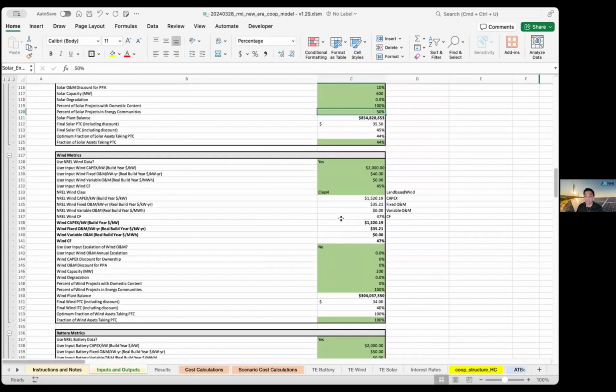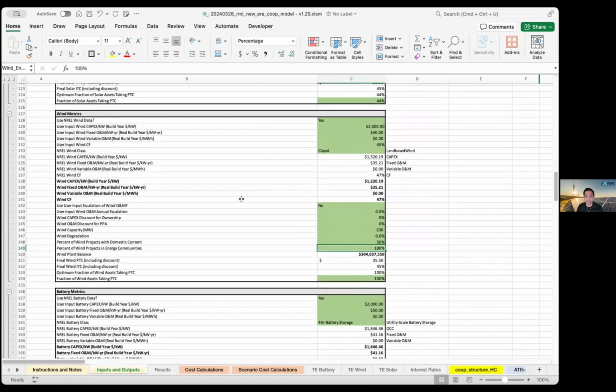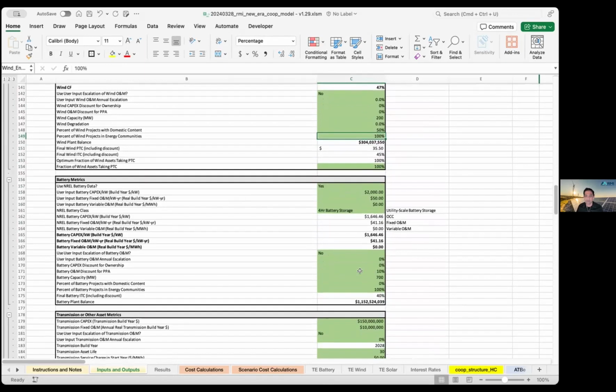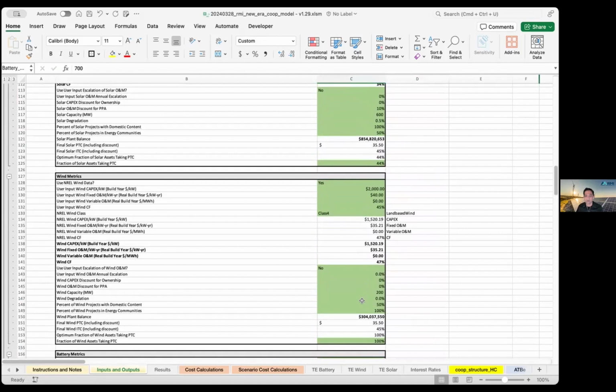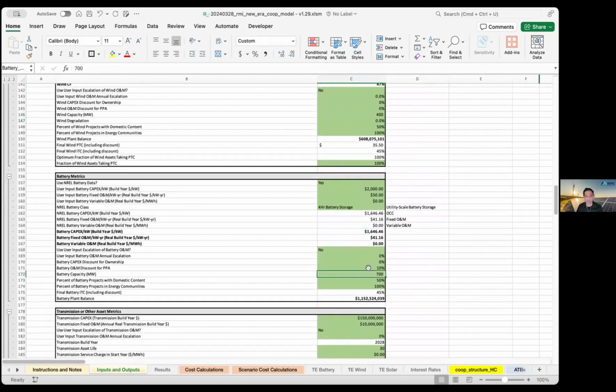For the wind, I think that by this time, half of it might meet the domestic content requirement, and it might be in an energy community. So I'm pretty optimistic about that. And similarly for my batteries, maybe there's going to be more domestic content. I'm going to have a greater chance in 2028 of getting domestic content. Oh yeah, I forgot. I'm also going to increase the amount of wind. I think I'll be able to build a little bit more wind by 2028 because the supply chain constraints aren't going to be as bad.